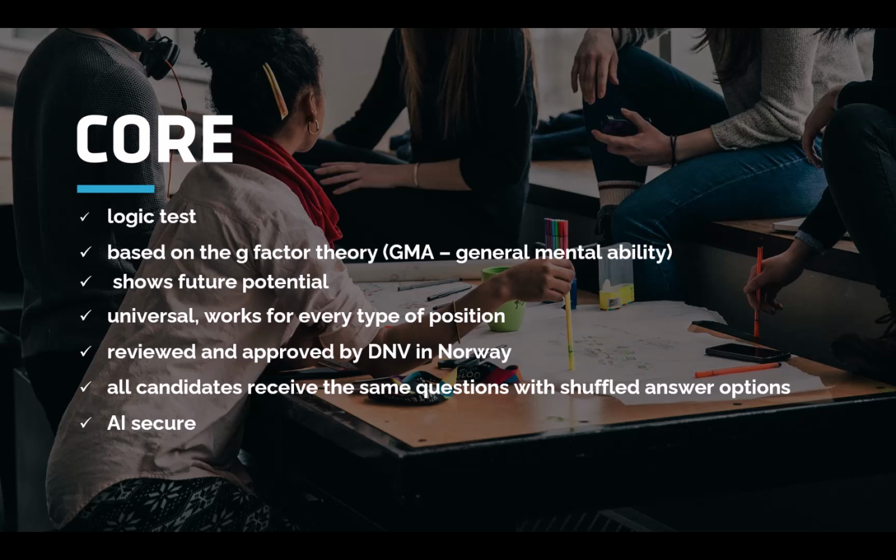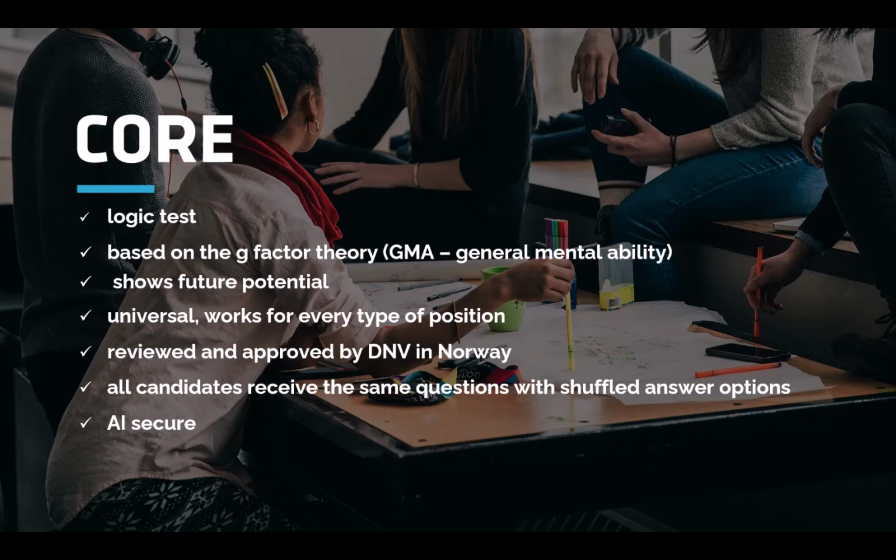One clear advantage of Core compared to our other logical test ACE is that Core is a more universal test. ACE works best for complex roles, whereas Core is more versatile and works well in a wide variety of roles. It can be used early on in the recruitment process, but you can also introduce it later in the process if that fits better. An important point today is that Core has been reviewed and approved by DMV in Norway. So it has undergone an independent review and a certification has been issued.